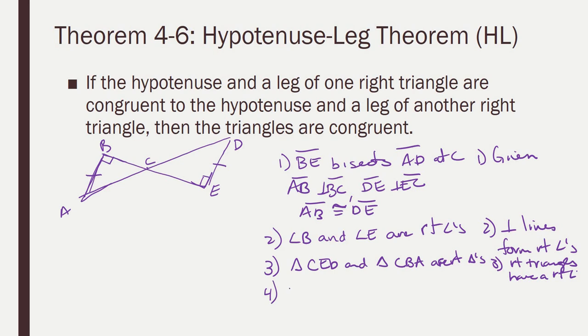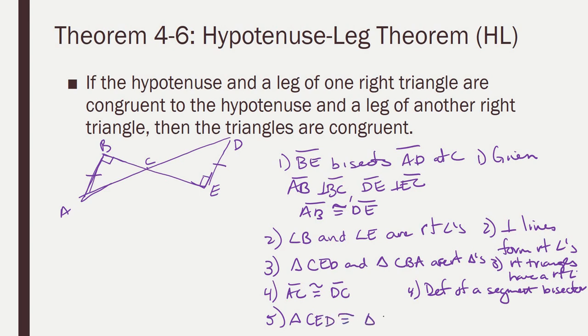And then for step 4, we can say that AC is congruent to DC, and that's because of the definition of a segment bisector. And finally, we can say that triangle CED is congruent to triangle CBA by the hypotenuse leg theorem. Okay, so we showed that these two were congruent because of the bisector, and then because they are right triangles, we can use hypotenuse leg.